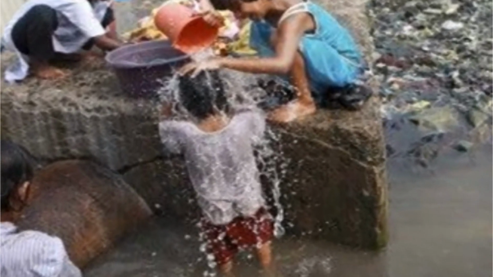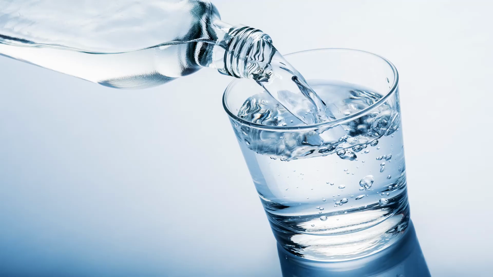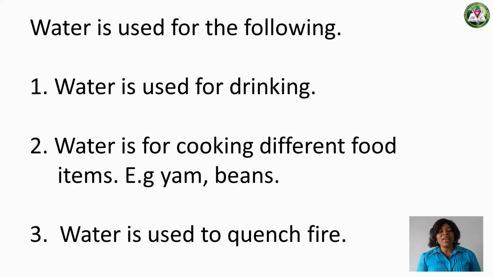The next one says, always drink treated and clean water. There are ways by which we can treat our water before drinking it. Some put bitter lemon in a jerrycan of water. You can put bitter lemon to treat it. You can put many things. Some put lime in order to treat their water, in order to be good for drinking.